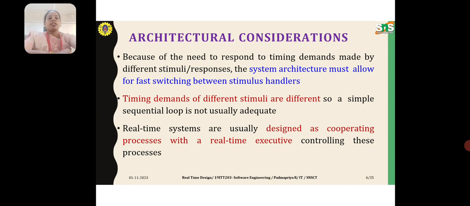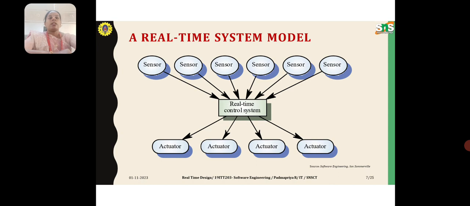Architectural considerations: because of the need to respond to timing demands made by different stimuli and responses, the system architecture must allow for fast switching between stimulus handlers. Timing demands of different stimuli are different, so a simple sequential loop is not usually adequate. Real-time systems are usually designed as cooperating processes with a real-time executive controlling these processes. So this is the diagram for a real-time system model.